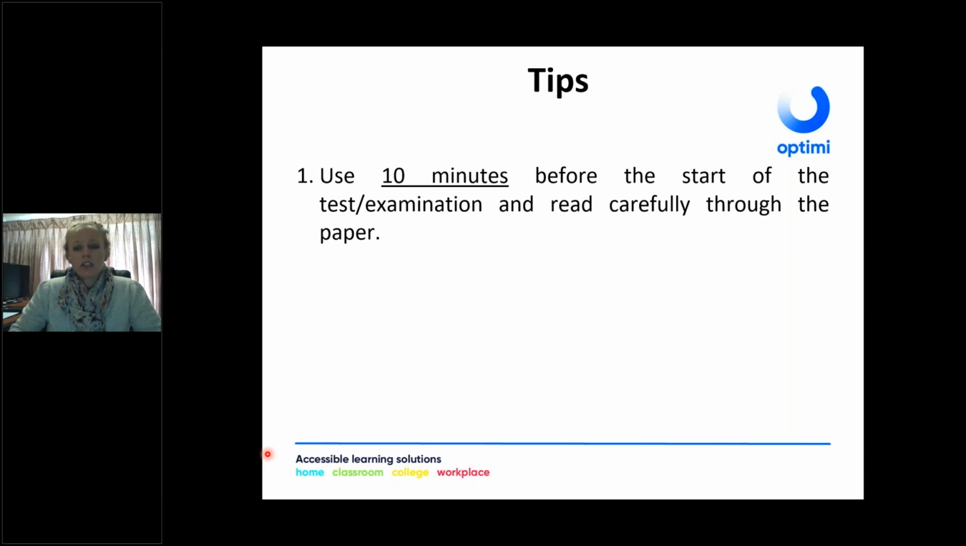Just familiarize yourself with the paper, and make sure that it all counts towards the mark that it says in the front. So if it says 150 marks, just quickly count to see if it actually counts towards 150 marks. Once again, this is to make sure that you have the complete examination paper so that you don't miss any questions.